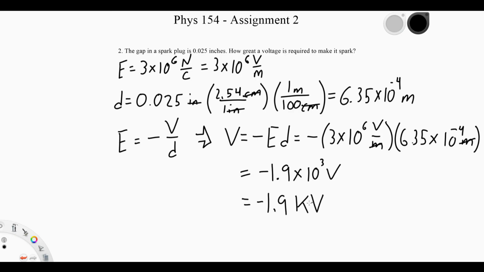We could really actually just drop the negative here, because whether or not the potential difference is going from one place to the other, the negative just determines which way from one to the other. And we really care more about the magnitude in this situation. But that is the problem, or the answer to problem 2.